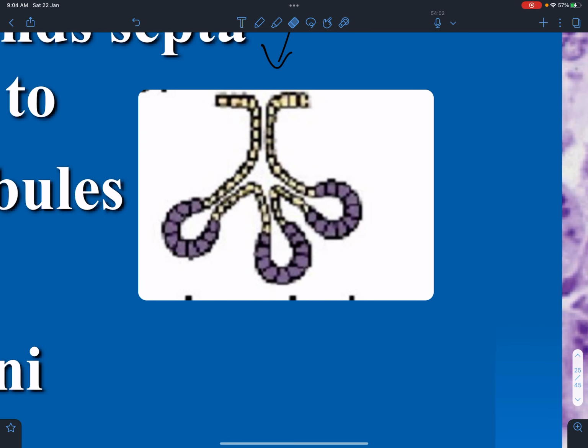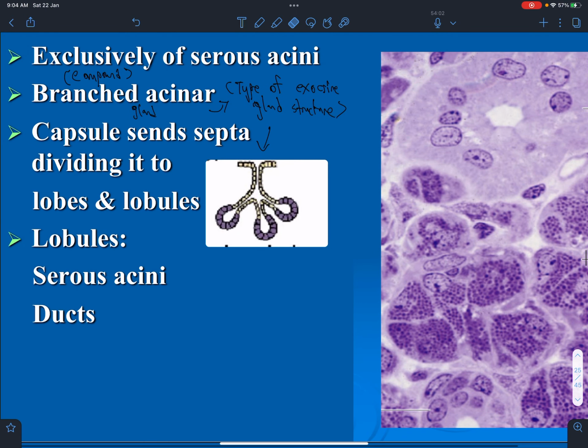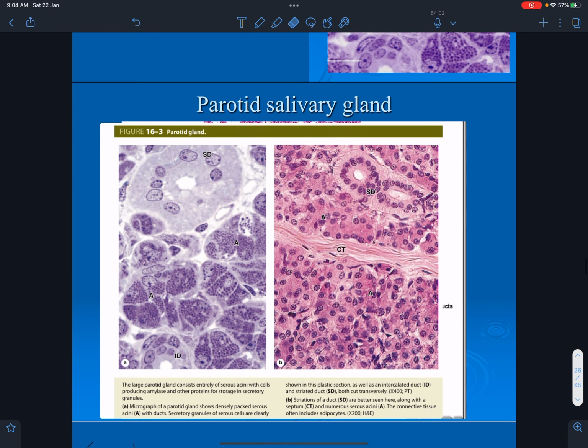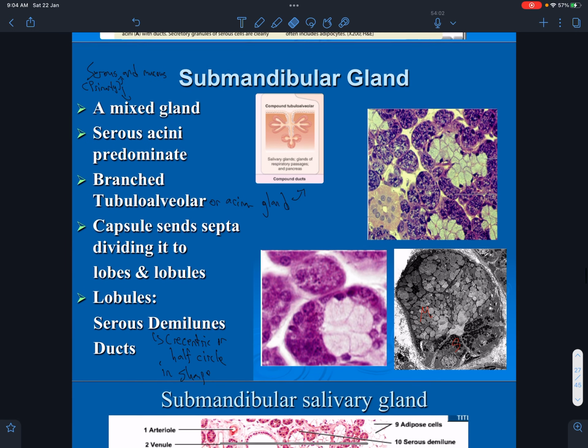So they're only branched acinar, not tubuloacinar, okay? And they contain the same ducts as we said. Easy. So that's the parotid salivary gland. Go to the submandibular gland.